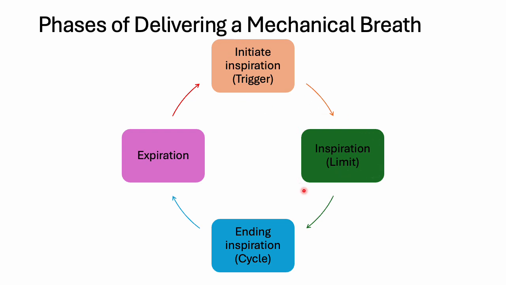Then we also need to put in the parameters to describe the inspiration, the limit. If the breath is delivered by pressure, we need to limit the pressure. If the breath is delivered by volume, we need to limit the volume. So the machine delivers the pressure or the volume over a particular period of time, what we call the inspiratory time. When the time is up, with the pressure delivered or with the volume delivered, then the inhalation ends. The machine then cycles off into exhalation. Everything ceases, exhalation occurs passively, then the next breath occurs.